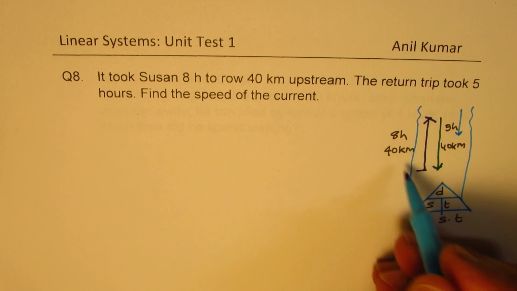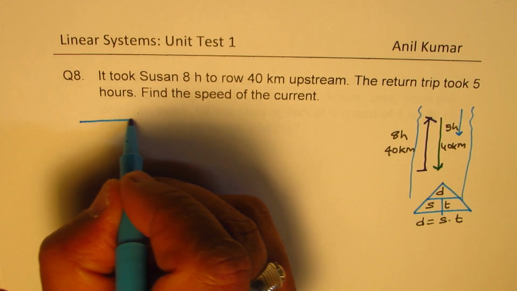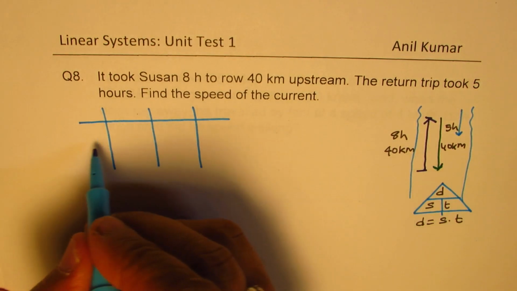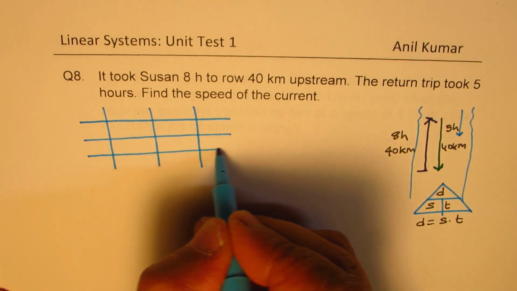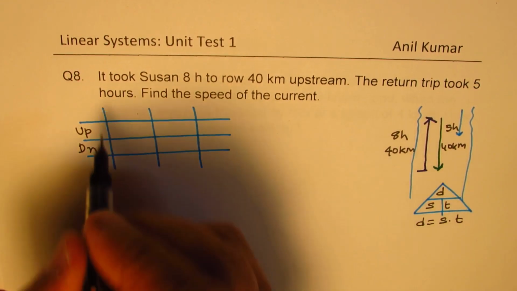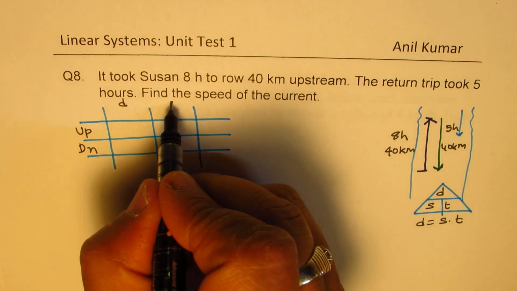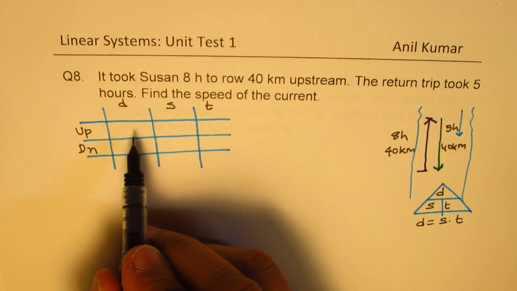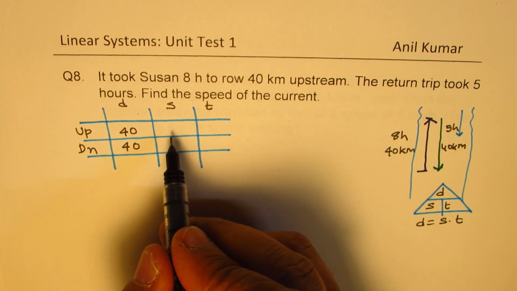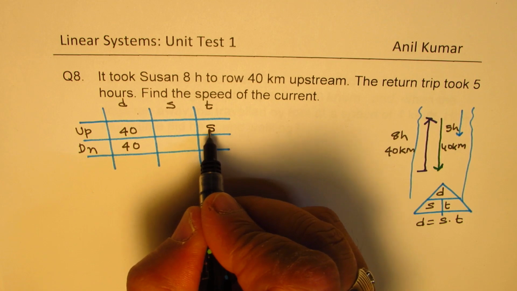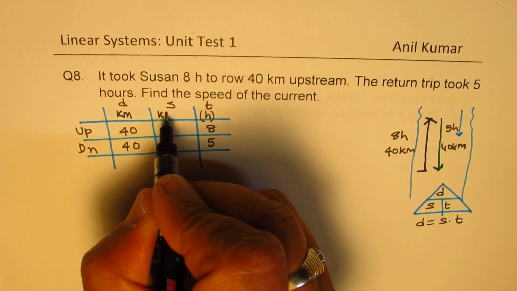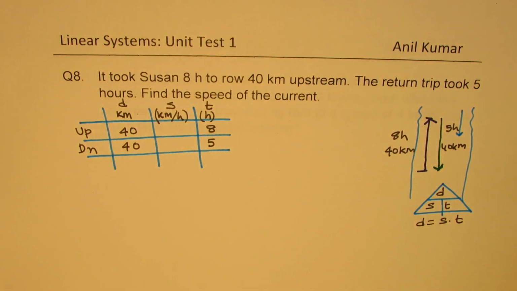Now, let's put this information in the form of a table. We'll construct a table here with three columns: distance, speed, and time. One for going upstream, one for coming downstream, right? So we are saying upstream and we are saying downstream. Let this be the distance, speed and time. The distance for going up and down is the same, which is 40 kilometers. The speed is something we don't know, but time we know. Time going up is 8 hours and 5 hours to come down. The units are hours, and this is kilometers. Speed will be kilometers per hour, correct? So we have written the units here.